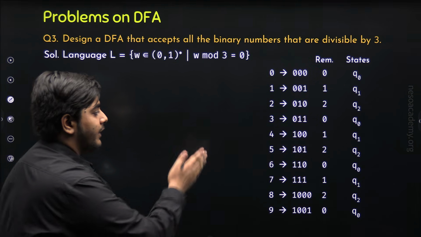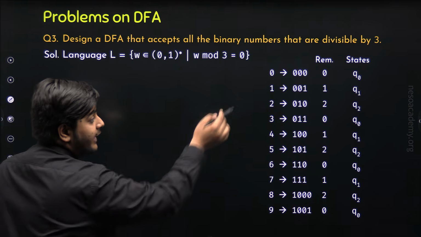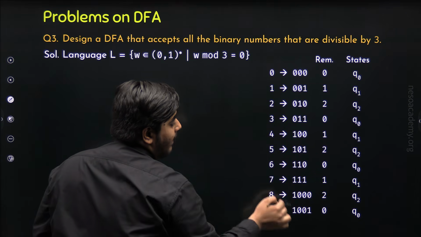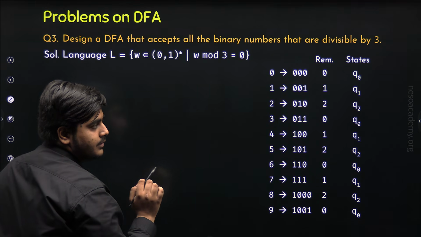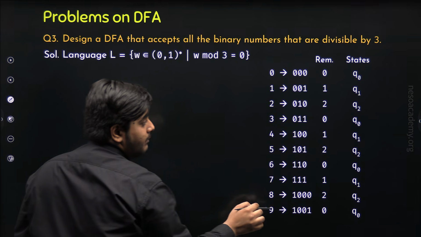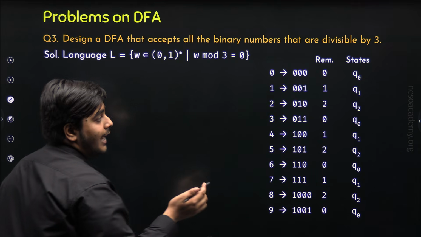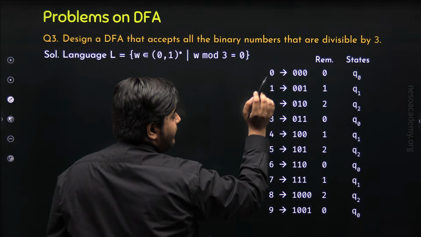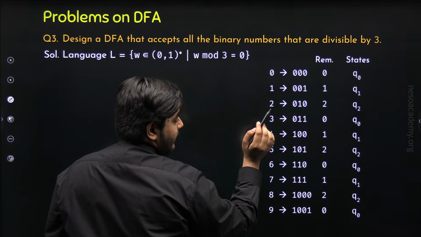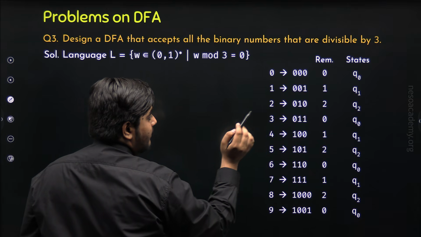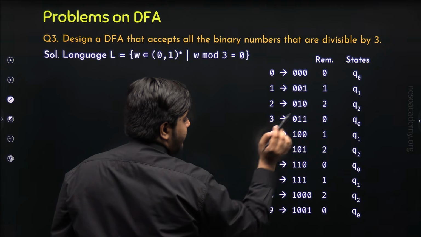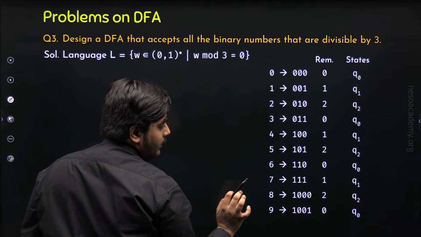So here I have taken a few binary numbers. I have taken a total of 10 numbers from 0 to 9, and I have also taken the binary representation of these numbers. I have also calculated the remainders when these numbers are divided by 3. As you can see, when 0 is divided by 3, the remainder is 0. When 1 is divided by 3, the remainder is 1. When 2 is divided by 3, the remainder is 2. When 3 is divided by 3, the remainder is again 0, and so on.